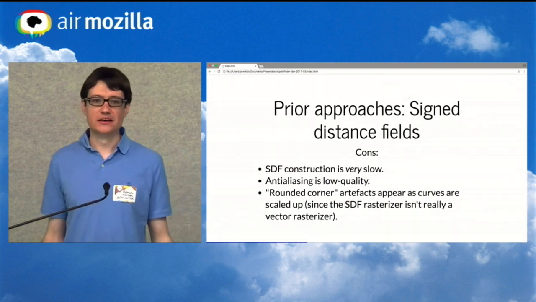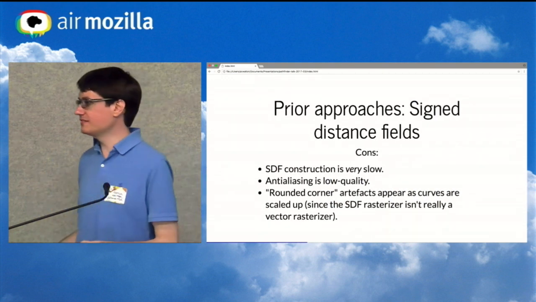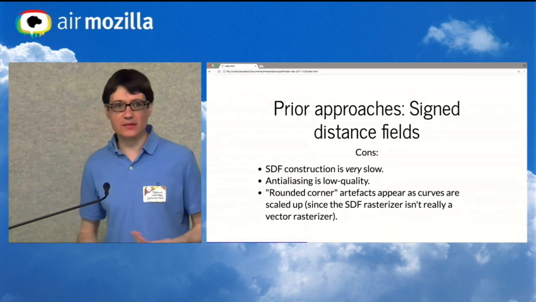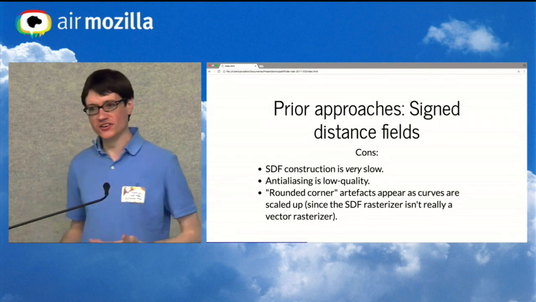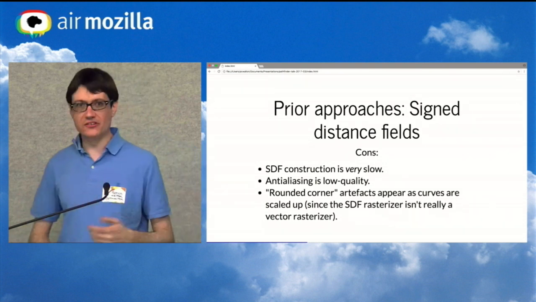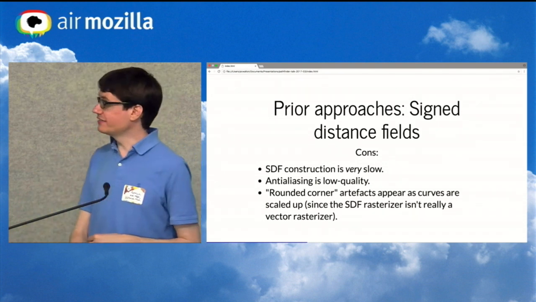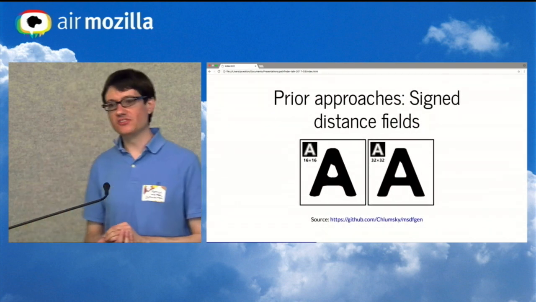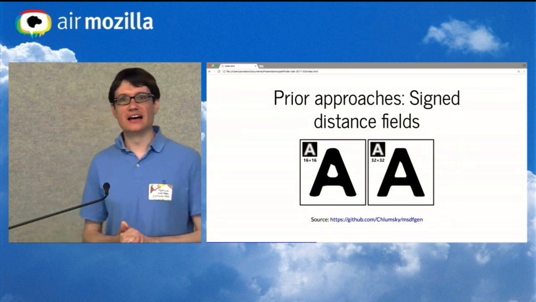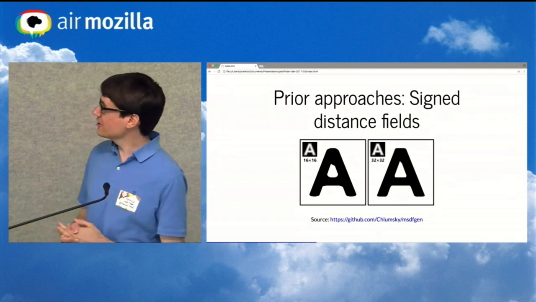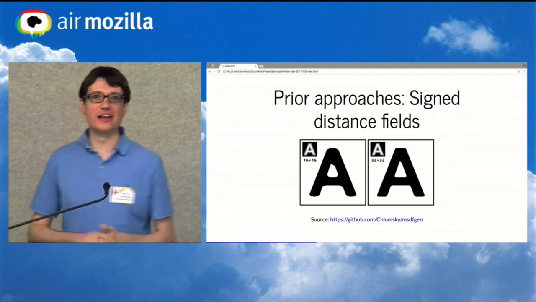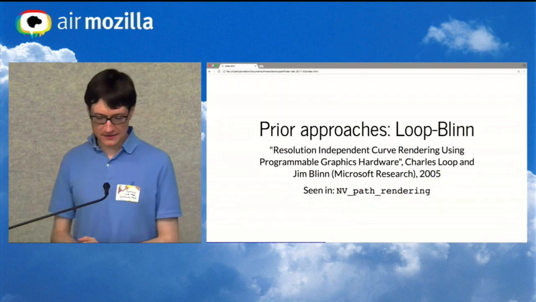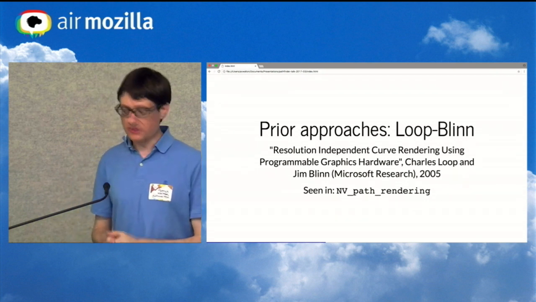The problems, though, you have to make the SDF in the first place, which basically kind of eliminates the point in a lot of cases. The anti-aliasing isn't good, and because it's not actually rendering the curves, when you scale it up past a certain amount, you get these rounding artifacts. And here's an example of what happens when you scale up an SDF too much. It looks like curves, but it sure doesn't look like how it's supposed to look. So that's an issue. So here's another approach.